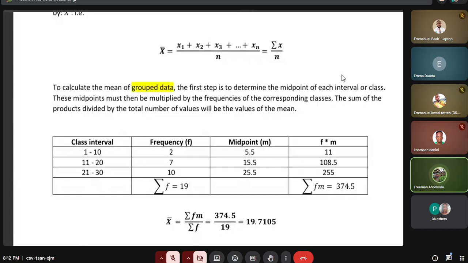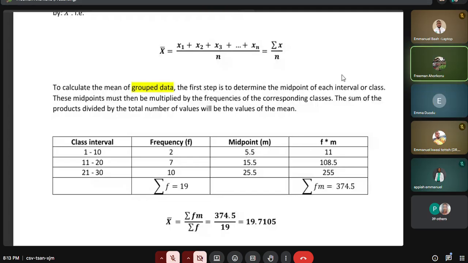So when you add fm, that is, we use frequency to multiply class midpoint, we have those figures there. Then you add all of them, and that is what we refer to as summation fm. Then we divide that by n. Note that n is the same as summation f. I said it severally. Our n, as we are seeing in the formula there, is the same as summation f.